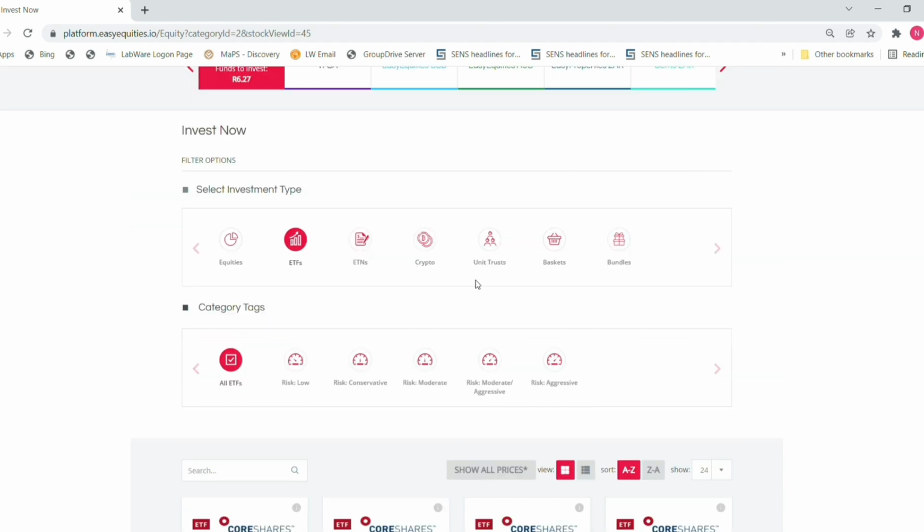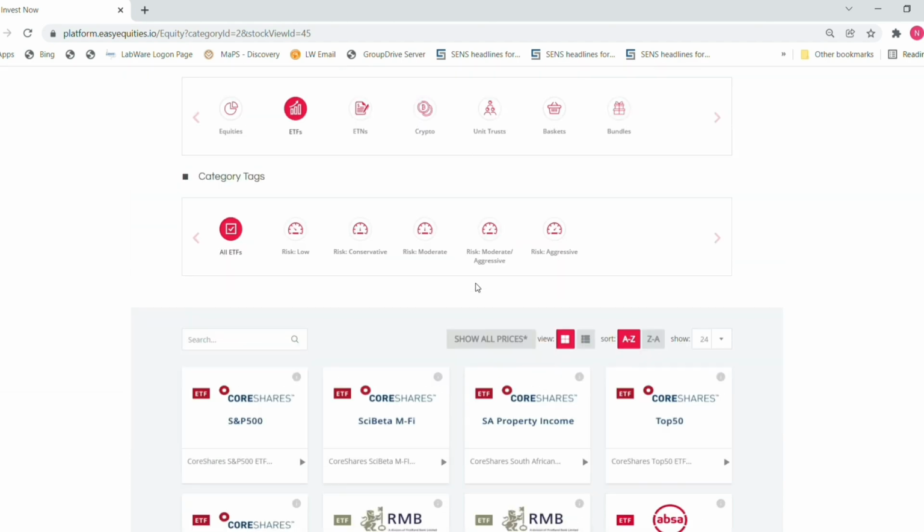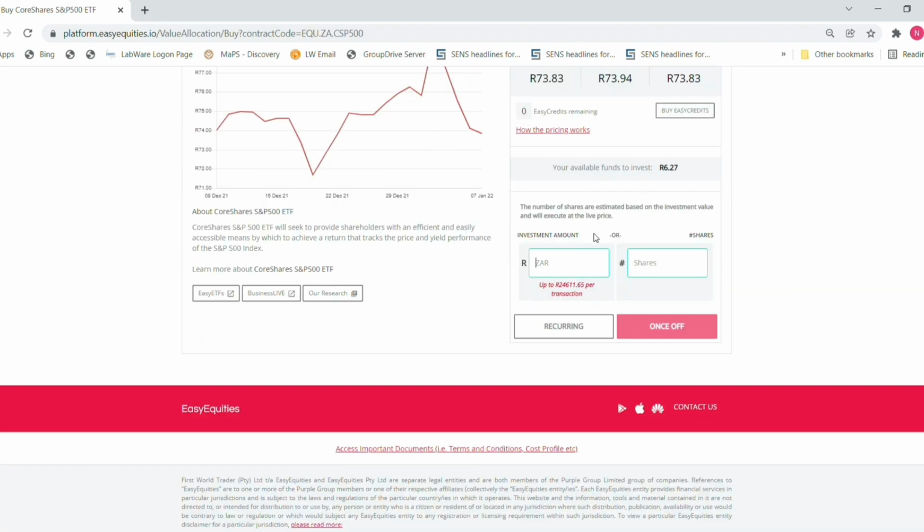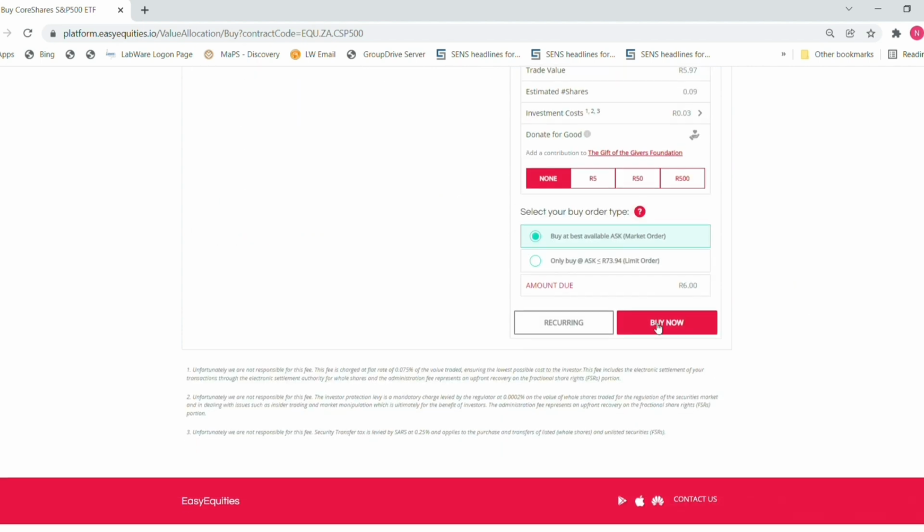So with ETFs, they are available to buy any time of the day as long as the stock market is open. So if I just click any random ETF, you will see there's the price. I've got 6 rand. So let me just put 6 rand there, and basically I can buy now. So this ETF is available to buy now. The stock market is open.